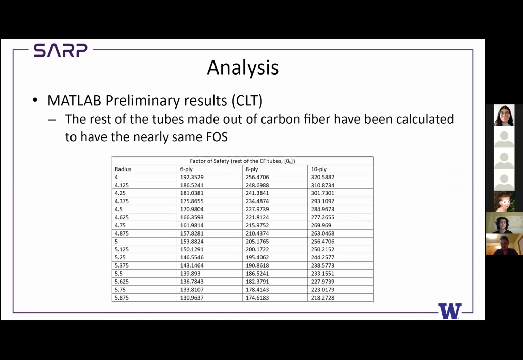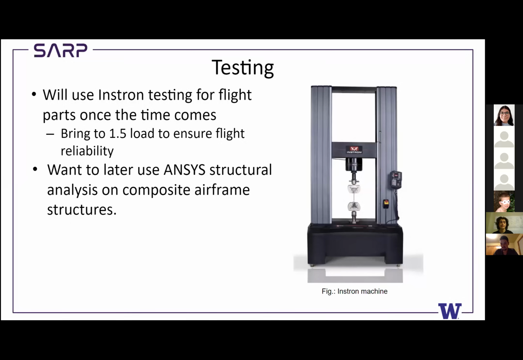Next slide. These are just the factors of safety for the other tubes that experience about the same forces from the pressure. Obviously it's pretty good, with our factor of safety requirement being the lowest one, 130. Next slide. When the time comes, we would like to test the larger diameter size with Instron testing, as well as the post-manufactured tubes for the current year. But to get a real good sense of how they'll perform in flight, we need to learn Ansys structural analysis for composite structures.